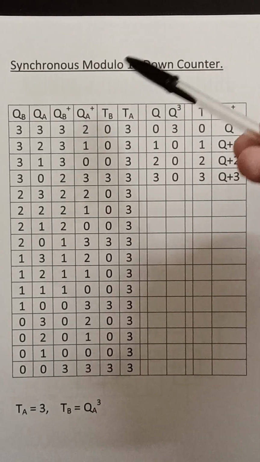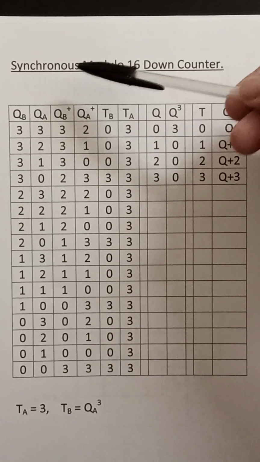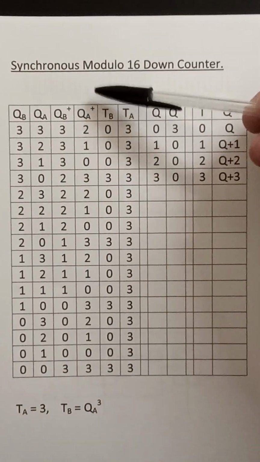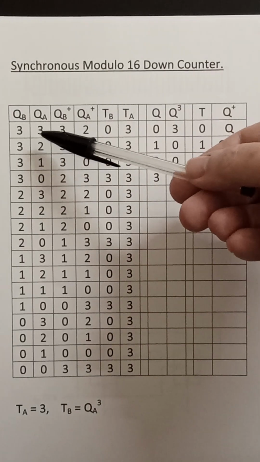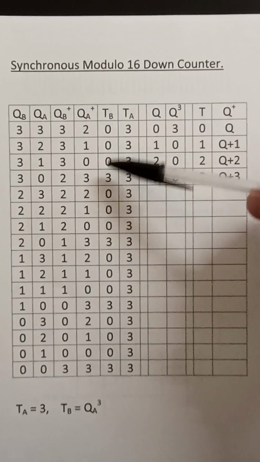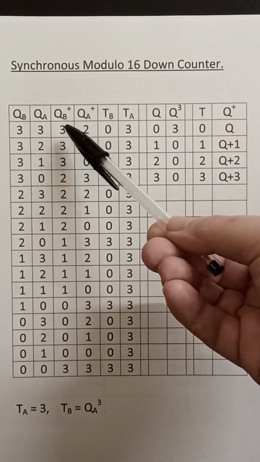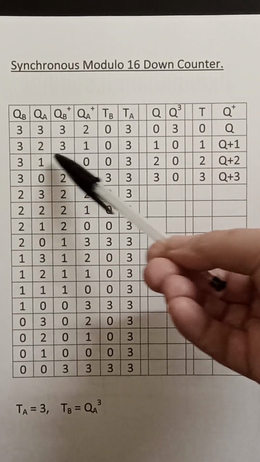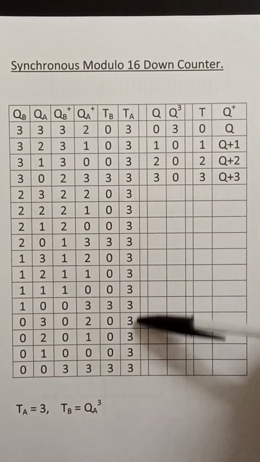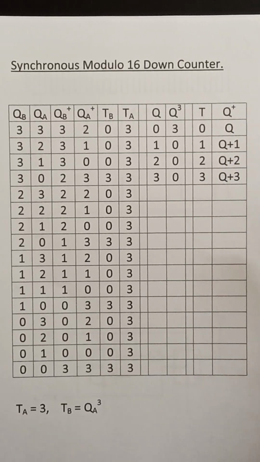This is a synchronous modular 16 down counter. Here QA, QB, present state, QA plus, QB plus, next state. I'm using T flip-flops again, so we've got TA and TB. QA constantly counts down, so TA is set to a 3, T is a 3, Q plus equals Q plus 3, which effectively counts down.